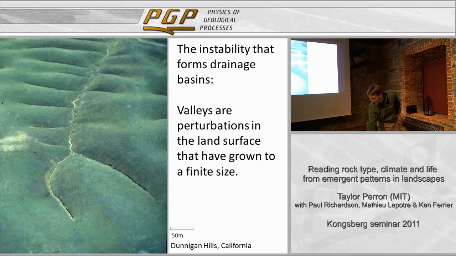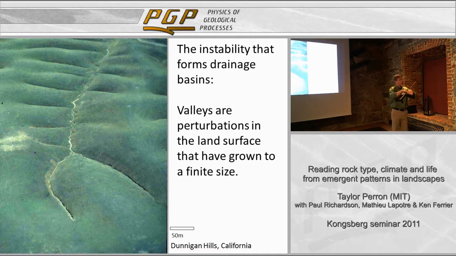So to answer that question, let's start by stepping back a little bit and ask why drainage basins form in the first place. And you can understand them as an instability that occurs in landscapes that are subject to erosion by channelized flow. So if you imagine starting with a planar surface and perturbing that surface, and you have flow traveling either through the shallow subsurface or even as overland flow and forming channels.